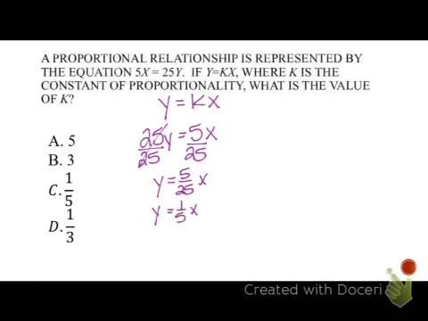We can now identify that this is our k value, or our constant of proportionality, so C would be our constant of proportionality.